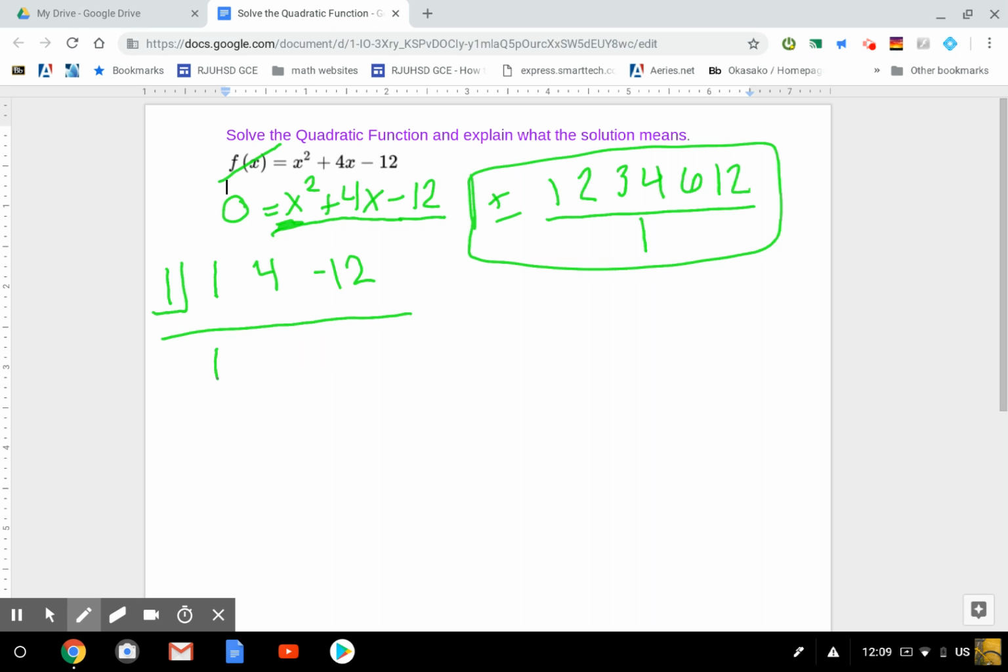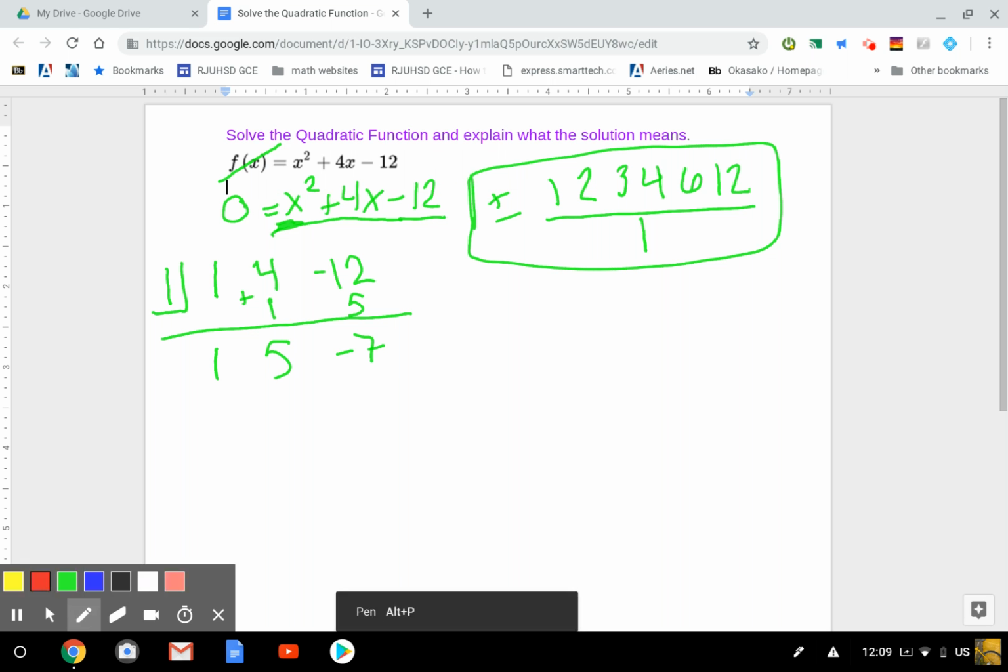First thing you do is you bring down that 1. 1 times 1 is 1. You add these together, so you'll have 5. 5 times 1 is 5. Negative 12 plus 5 is negative 7. Because that's a negative 7, we know that this is not going to be one of our answers. So we take one of our other rational roots and we try again.